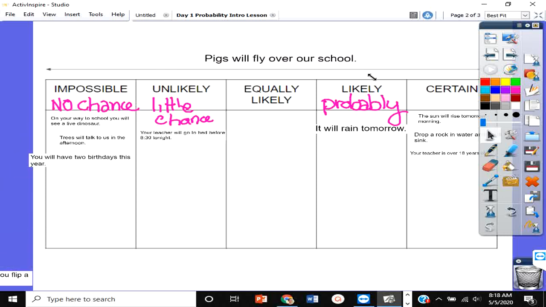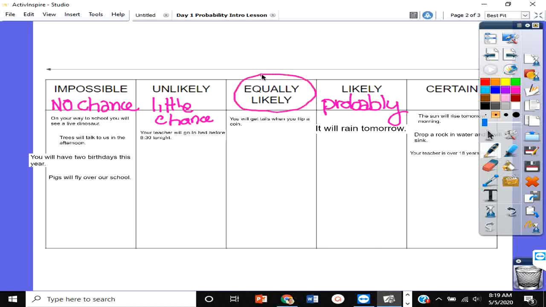All right, where would you put this statement? Pigs will fly over our school. If you put this statement over in impossible, you are absolutely correct because pigs cannot fly. And our last statement, where would you put this one? You will get tails when you flip a coin. Well, I know that a coin has two sides, a heads and a tails. So it is equally likely that I will get heads or tails because it's only a 1 out of 2 chance. So it's like half and half, which would give it an equally likely chance of happening.